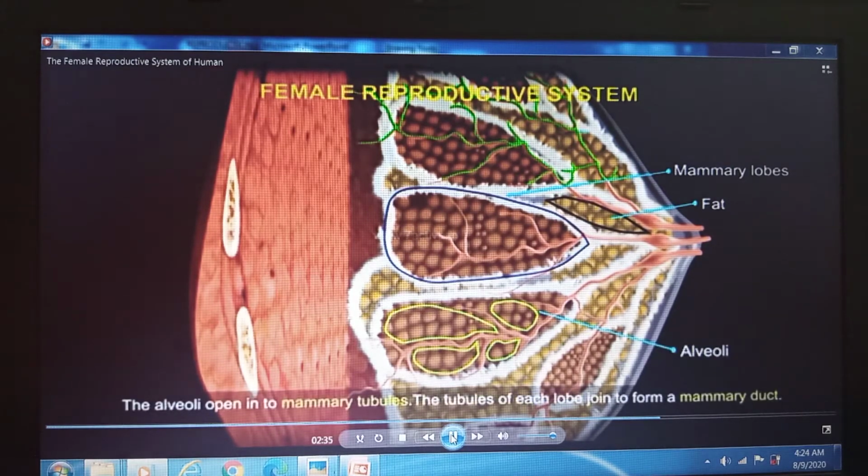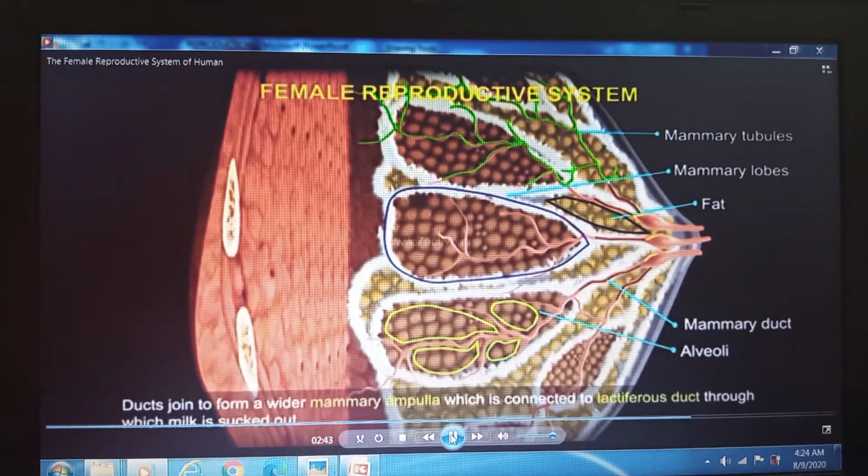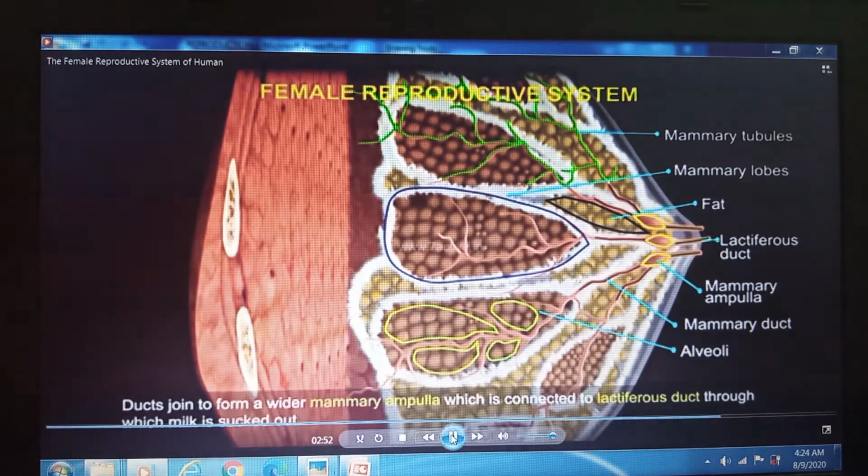The alveoli open into mammary tubules. The tubules of each lobe join to form a mammary duct. Ducts join to form a wider mammary ampulla, which is connected to the lactiferous duct through which milk is sucked out.